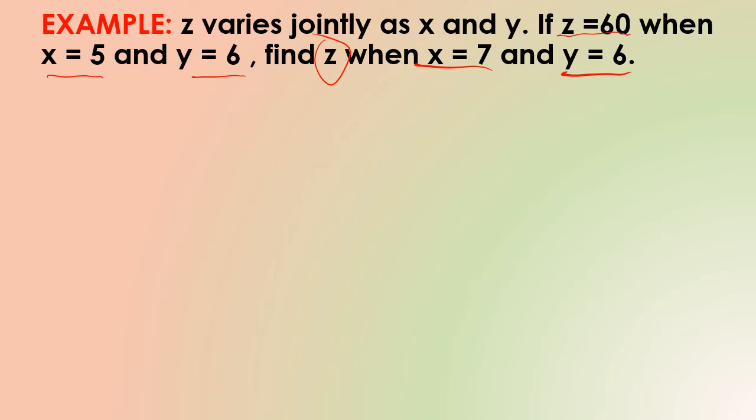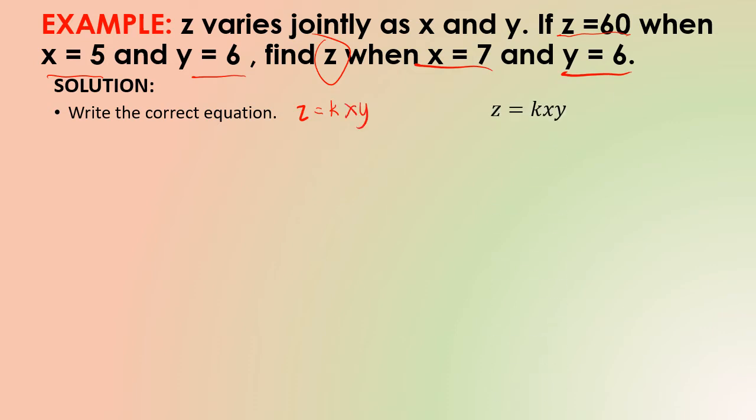So, ano ba yung first step, class? For the solution, write the correct equation. So, for the solution, z varies jointly as x and y. So, z varies jointly, so k constant as x and y. So, ganun lang kasimple. Tignan na natin kung tama. Very good. Pwede rin siyang y and x.